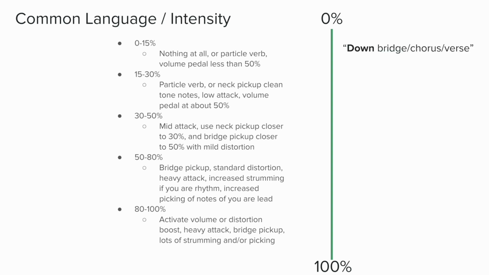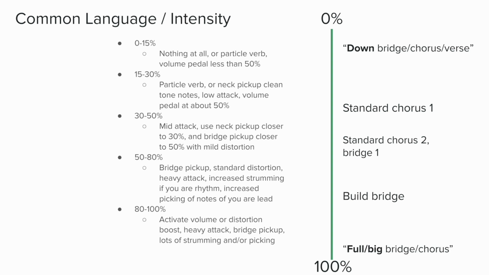And so just to put stuff in context here, sometimes we don't use percentages. Sometimes you'll hear the cues in your ear say down bridge or down chorus, down verse. So that would be anywhere from 0 to 15% on the graph here. And then going up a little bit to about that level is a standard chorus 1. And then moving up, you got a standard chorus 2, and then maybe a bridge 1. And then, of course, a build bridge at about 80%. And then finally, at about 100%, that's when the platform director will call out full or a big bridge or a big chorus.